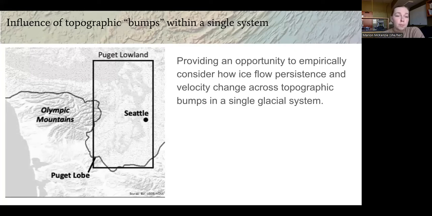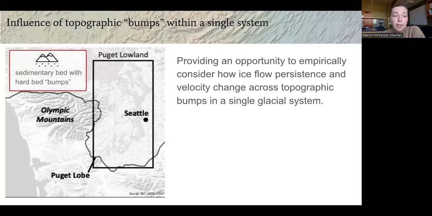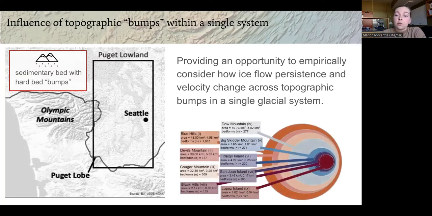So if you remember, when I was introducing my sites, I mentioned we would come back to the Puget Lowland, which is a very interesting region that has sedimentary bed with crystalline and volcanic bedrock bumps protruding at the surface across the landscape. And so assessing streamlined bed forms and ice streaming across different hard rock beds or bed bumps provides an opportunity to empirically consider how ice flow persistence and velocity change across these bumps in a single glacial system. So I'm working with 9 bumps in this system.